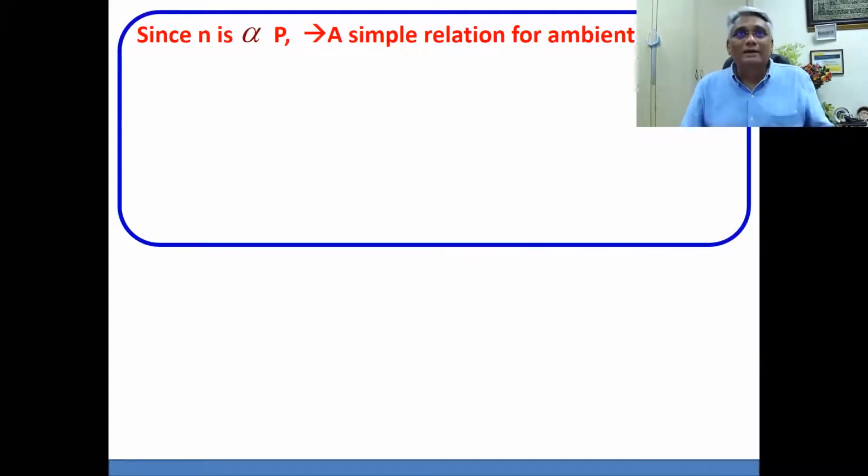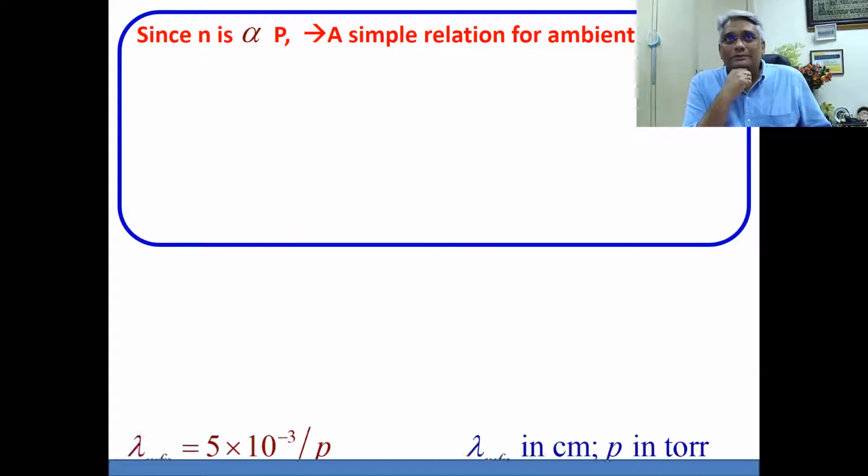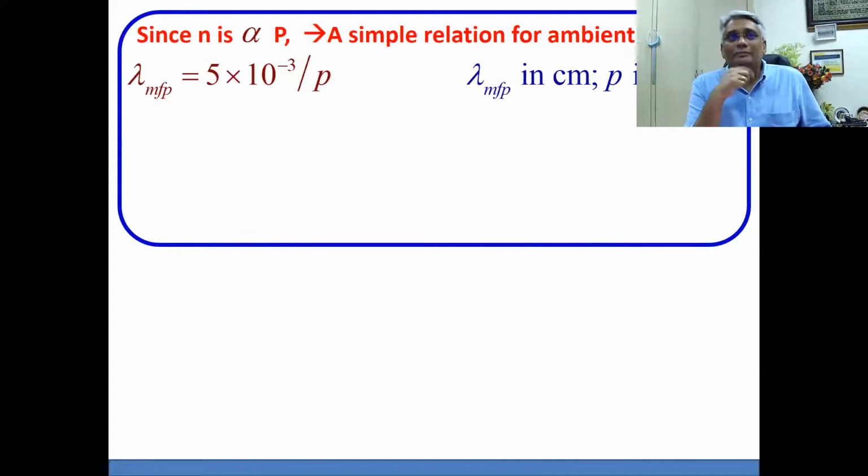Now since this N is proportional to the pressure, the simple relation for ambient pressure and the mean free path is what is given there. So this lambda, the mean free path, is equal to 5 into 10 raised to minus 3 by P, where lambda is in centimeters and P is in torr.